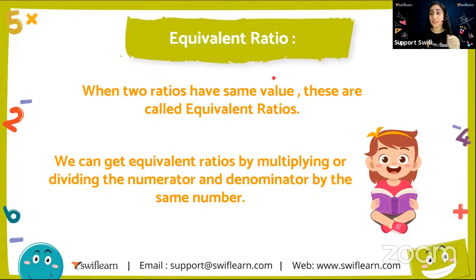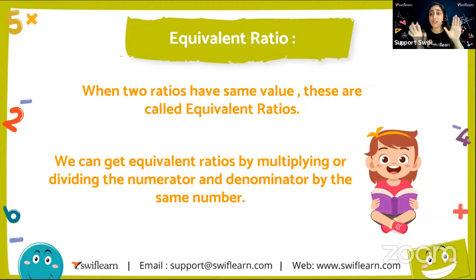So what are equivalent ratios? Oh, I said fractions. No, no, no. That is in the form of fractions, but here we are talking about ratios. I'm sorry. When two ratios have the same value, they are called equivalent ratios. We can get equivalent ratios by multiplying or dividing the numerator and the denominator by the same number.